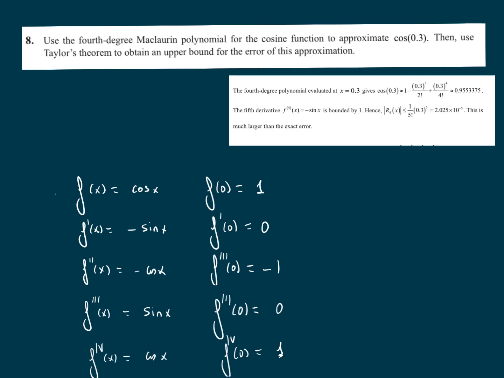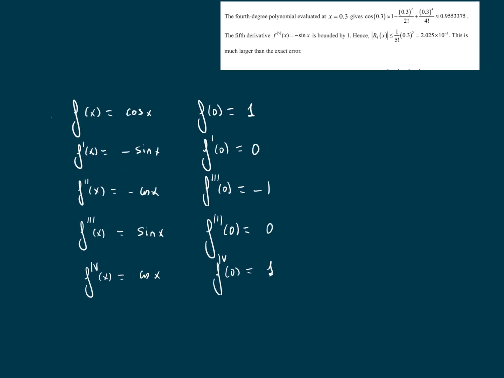So we need all this information, and we need to evaluate the function at the point 0, because it's a Maclaurin polynomial that they are asking. We need to evaluate the derivative of the function at 0, the second derivative, the third derivative, and the fourth derivative. And when you evaluate, it will be 1, 0, minus 1, 0, 1.